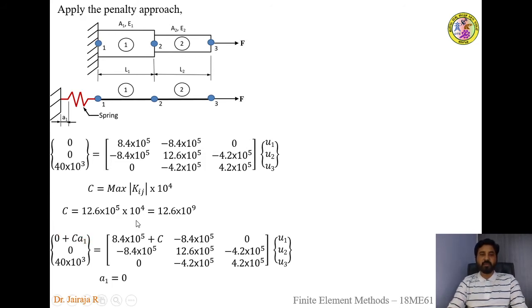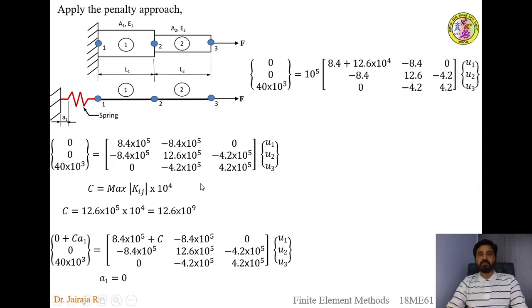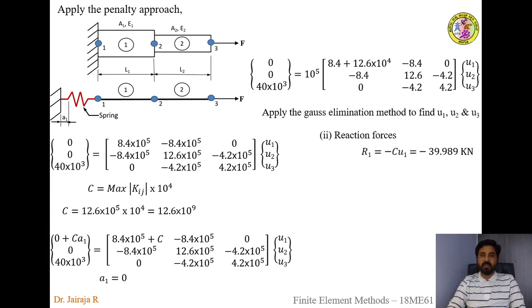Now we need to substitute. Since node 1 is fully fixed, it is not allowed to move in any direction. So A1 should be 0. Now we substitute the A1 value and C in this equation. So this equation becomes 0, 0, 40 into 10 raised to 3. Here the C value is substituted. Then we need to apply the Gauss elimination method to find U1, U2 and U3 values. After finding U1, U2, U3, we can find the reactions.